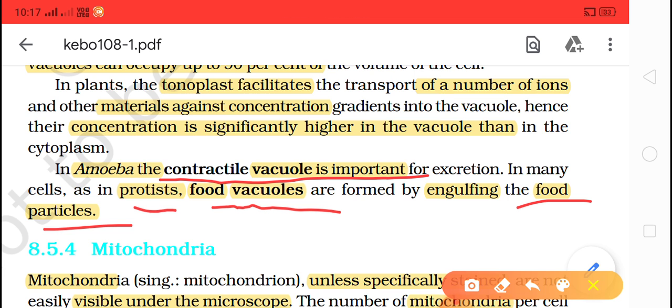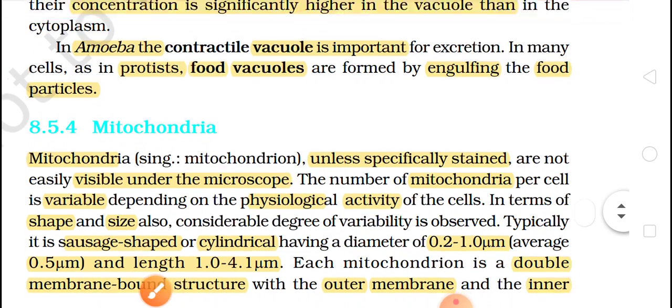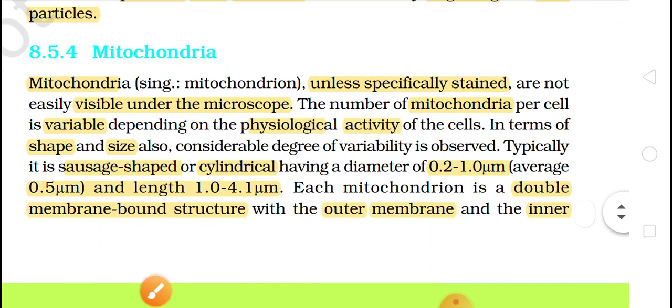Okay, next, mitochondria. Mitochondria, you know very well, is the powerhouse of the cell because here ATP is formed, and when formed, ATP provides energy. So basically the energy giving component is the mitochondria.